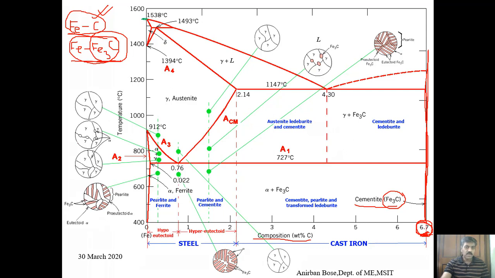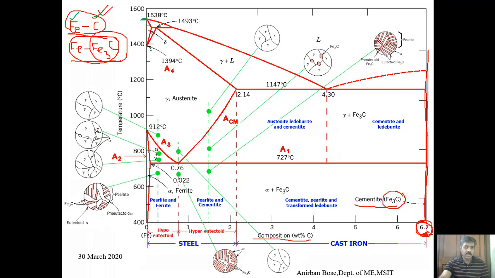Okay. So this is again a binary system where the two components are iron and carbon. Here it is 0% carbon. So this is nothing but the melting point of iron. So what is the melting point of pure iron? That is 1538 degrees centigrade. Very important temperature, you have to remember.